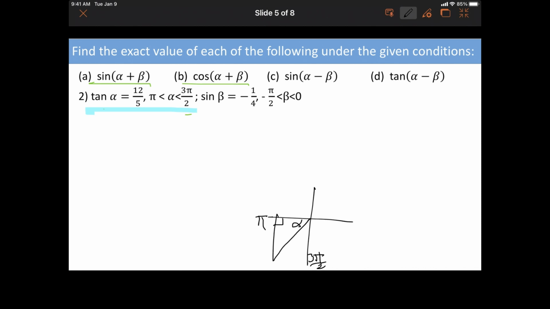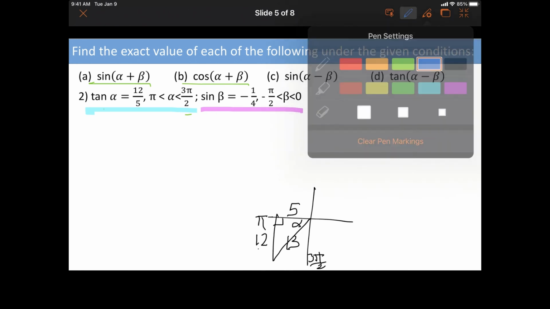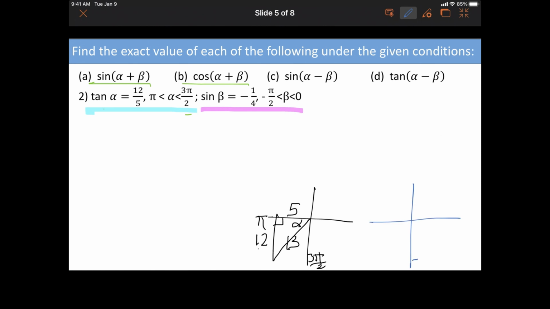Alpha, opposite over adjacent. Some of you may know this is the Pythagorean triplet, and this is 13. You can also use the Pythagorean theorem, a squared plus b squared equals c squared, and find the hypotenuse to be 13. For this one, it says negative pi over 2 to 0. So that's going to be the fourth quadrant. And it's going to be negative 1 over 4.